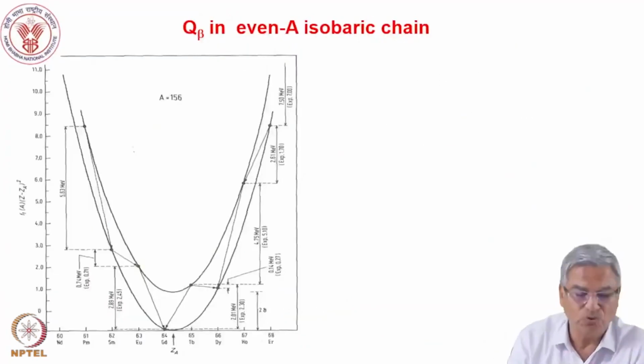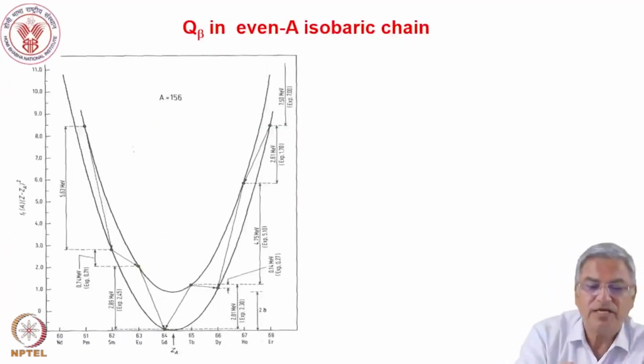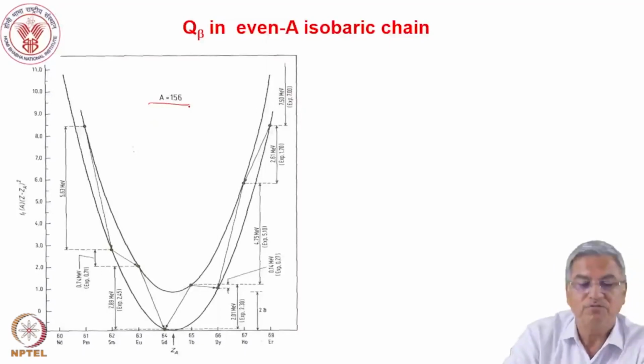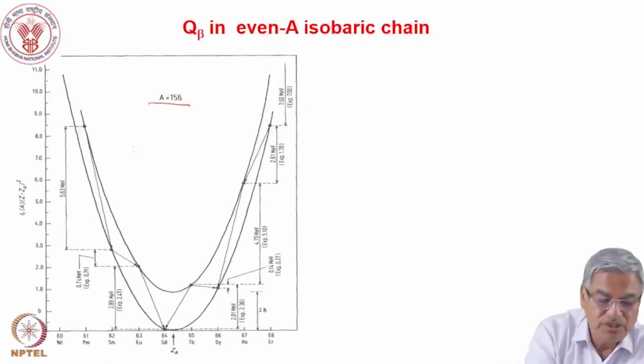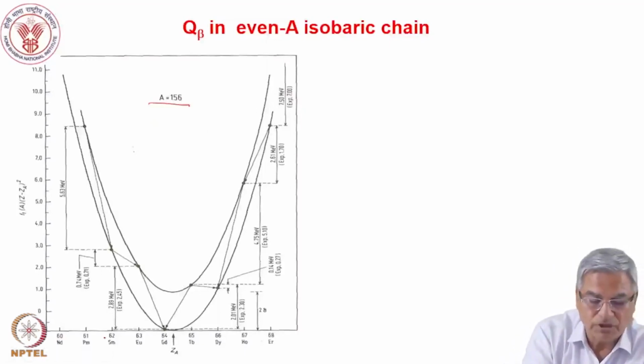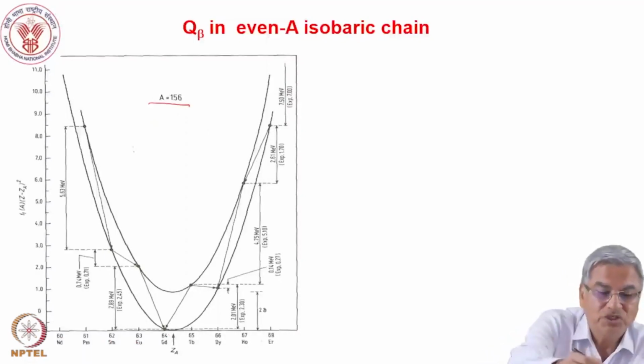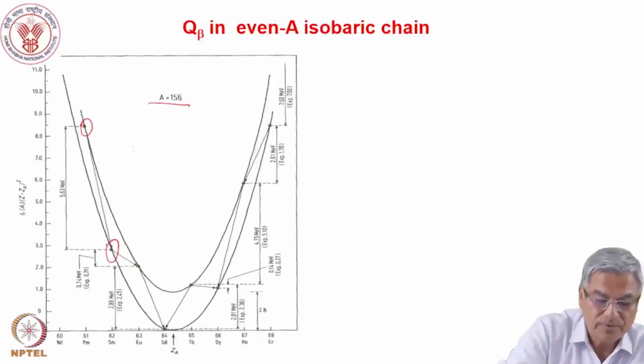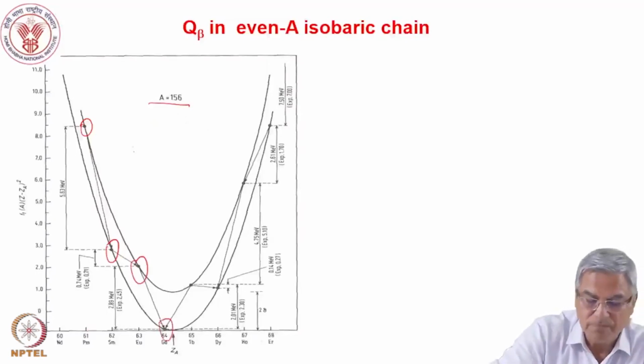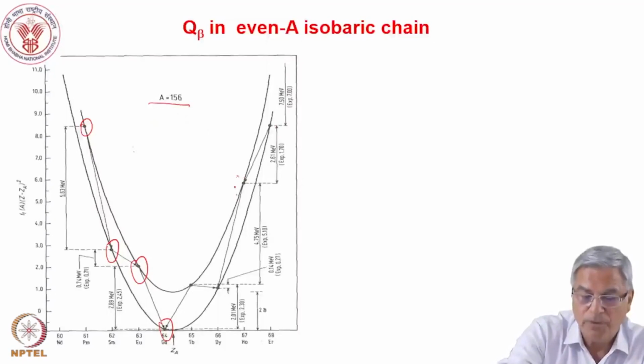So this I have tried to show here in this graph. You can see here, this is an isobaric chain for mass number 156, and you can see here from neodymium, promethium, samarium, europium, gadolinium. So you can see the two parabolas, and there is a beta decay from odd to even. So promethium to samarium, samarium to europium, europium to gadolinium. And here again you have from erbium to holmium, holmium to dysprosium, and terbium to dysprosium.